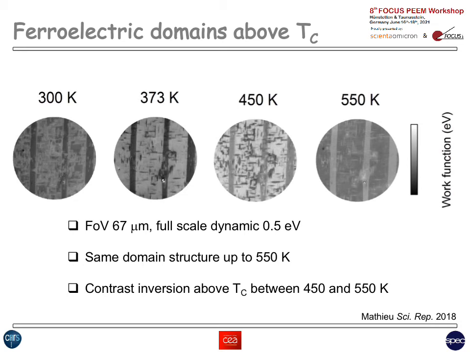Now the first thing to remark is that the overall structure due to the ferroelectric domains persists and is conserved up to 550 K. So this is direct evidence that although in the bulk there has been a phase transition to the symmetric cubic structure, at the surface polarity is still existing up to something like 150 degrees above the Curie temperature.